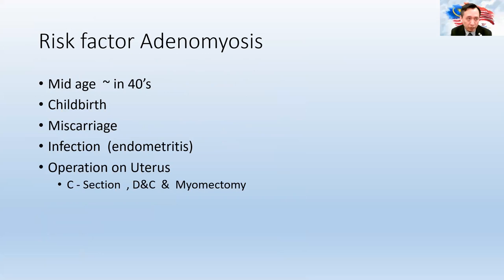Risk factors for adenomyosis: mid-40s, previous childbirth, especially cesarean section, history of miscarriage requiring D&C, endometritis or history of infection. This will interrupt the endometrial-myometrial junction, creating a risk factor for adenomyosis. So we can do an ultrasound.